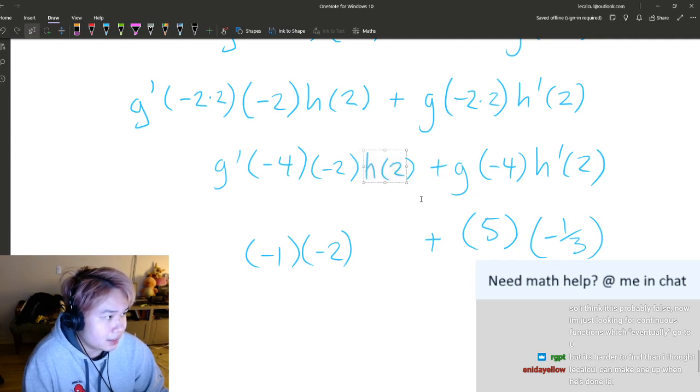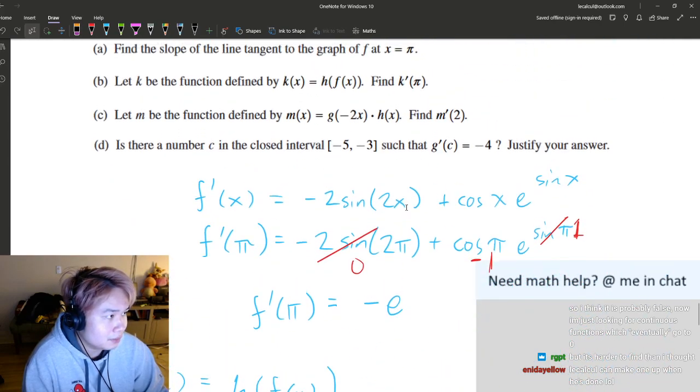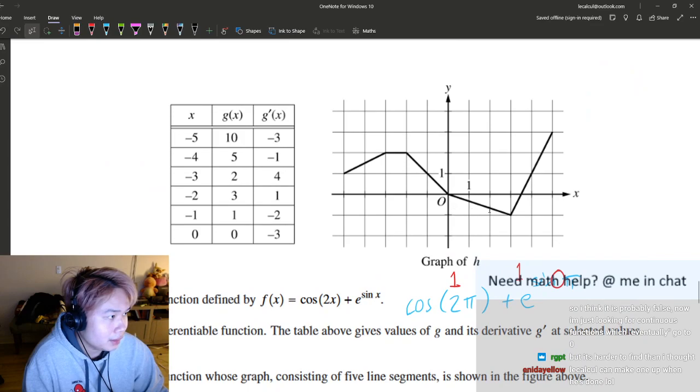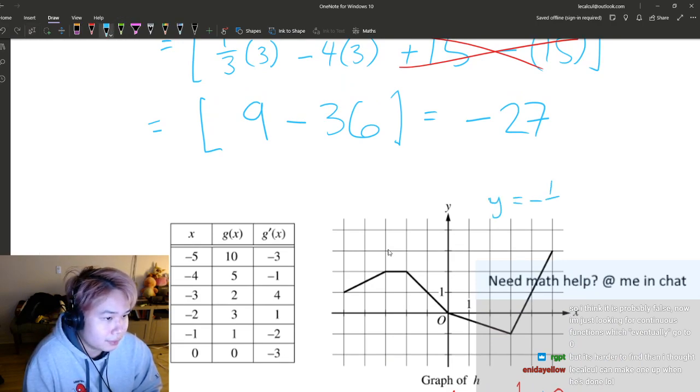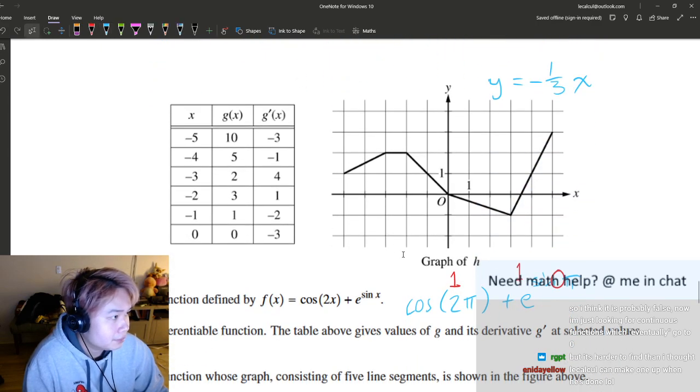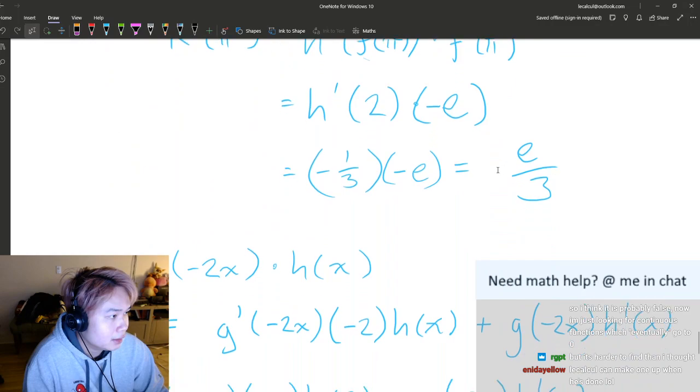And then saving this for last just because it's a little annoying. To find out the h value at 2, I essentially need to make a linear equation, and it's a straightforward linear equation. That's just y equals negative 1/3 x. So then at the x value 2, it's negative 2/3.